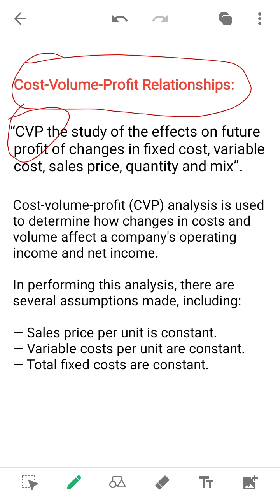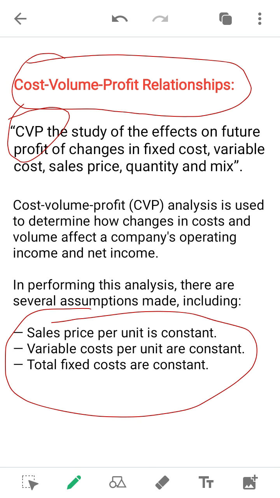In performing this analysis, there are several assumptions made. Here I showed three assumptions: sales price per unit is constant, variable cost per unit is constant, total fixed costs are constant. There are also some other assumptions, but these three assumptions are very important.